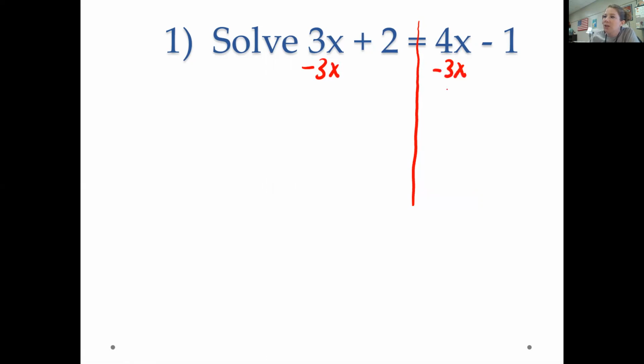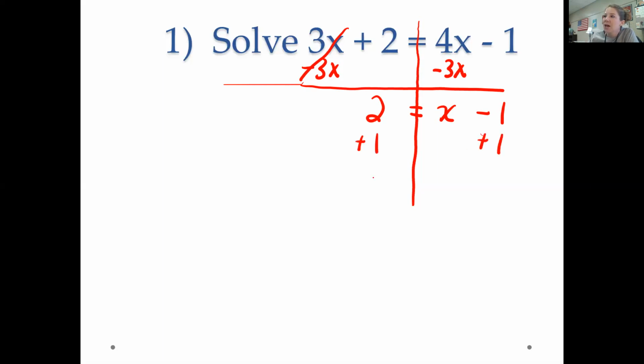And remember, everything you write on equations, you write twice. So 3x minus 3x is 0. So I bring down my 2. I bring down my equal sign. 4x minus 3x is 1x. 1 times x is just x. And now my variable's on the right side. I want it by itself, so I'm going to get rid of minus 1. The opposite of subtracting 1 is adding 1. So now my solution is 3 is equal to x.